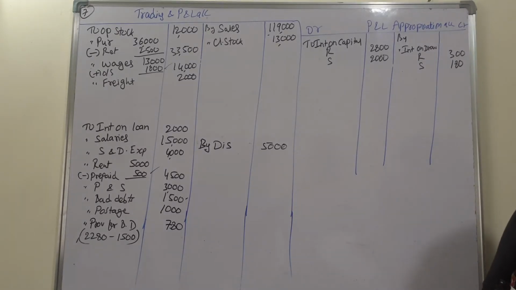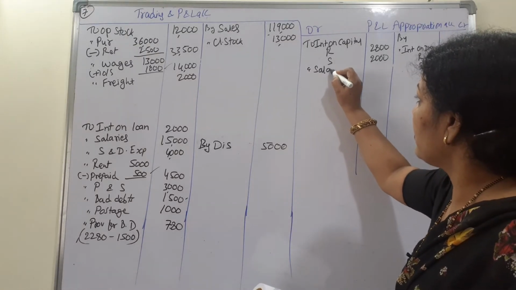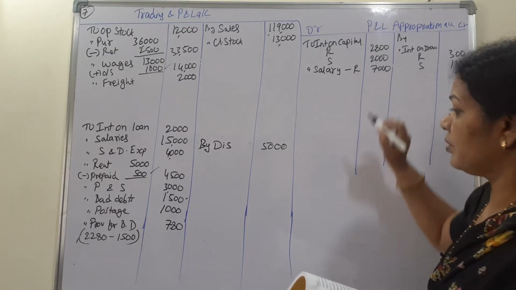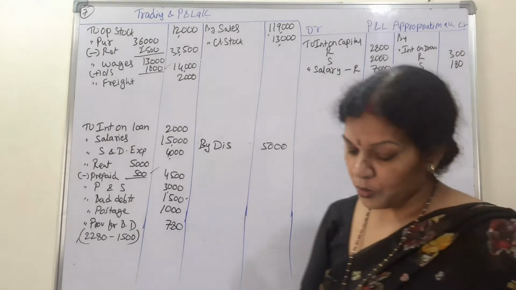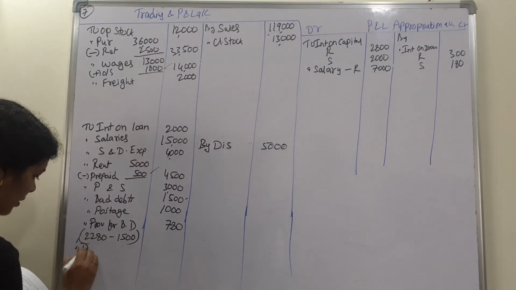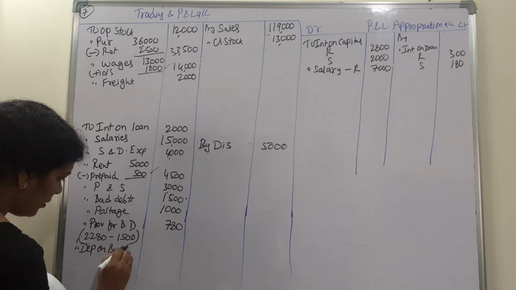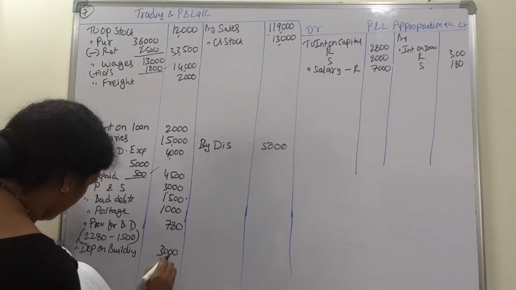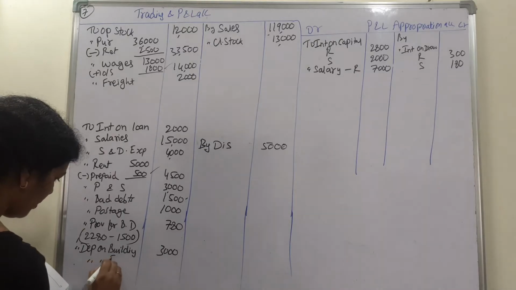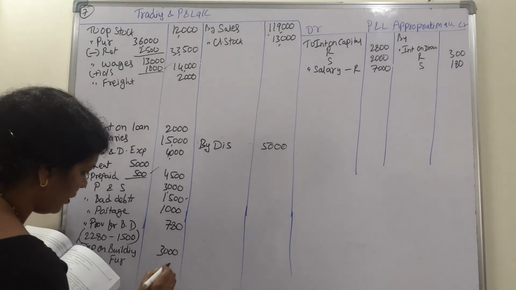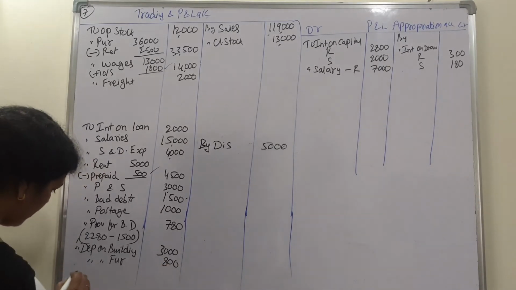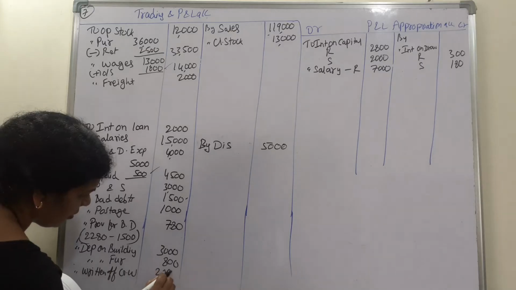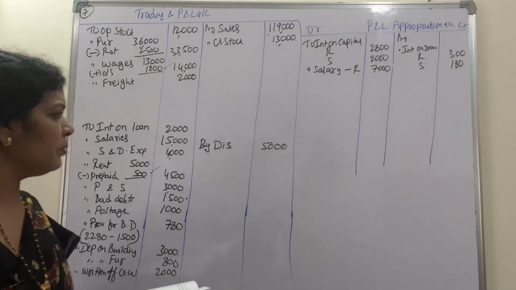Next, Ramesh is allowed a salary of 7,000, only for Ramesh. Salary to Ramesh is 7,000. Next, depreciation on building, goodwill and furniture. It comes here. Depreciation on building, it is 3,000. Depreciation on furniture, it is 800. And write-off of goodwill 2,000. That's all. We have written everything.